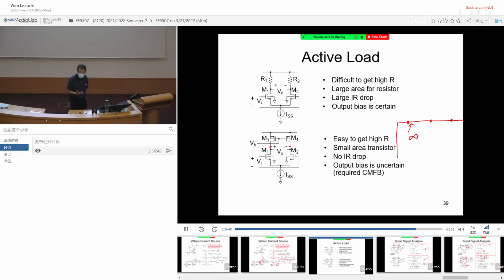Okay? So if you want to use the active load, especially the differential one, you always require common mode feedback. So you feedback the common mode. You measure the common mode voltage. If it doesn't locate at the value that you want, use the feedback mechanism to adjust it. So that is the drawback for active load. But this is the price that people are willing to pay.